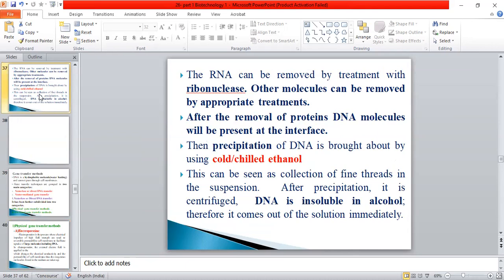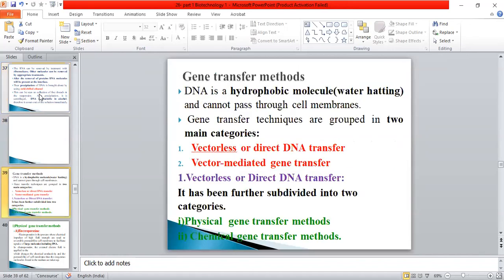And after that, what happened? You have to use chilled ethanol. Then only the DNA molecule undergoes the precipitation process. After the precipitation, what happened? You have to isolate it, because the DNA molecule is insoluble in alcohol, ethanol. The DNA is nothing but a hydrophobic molecule. Already the water adding process is there.